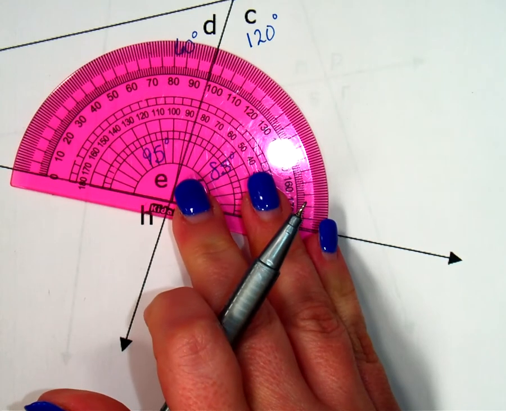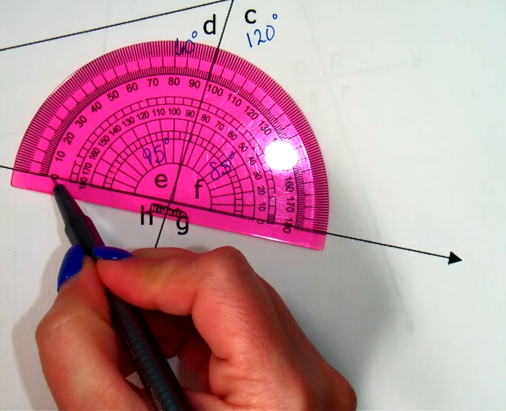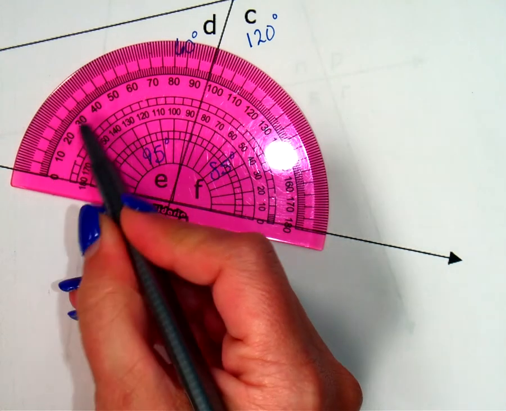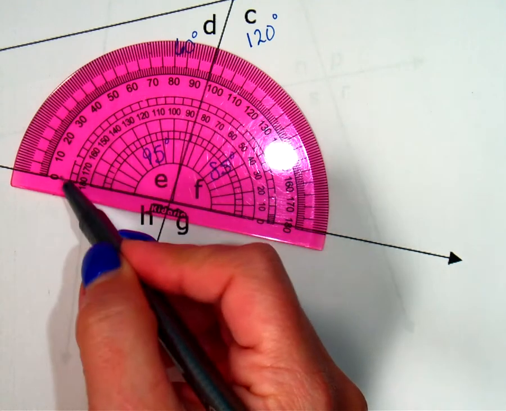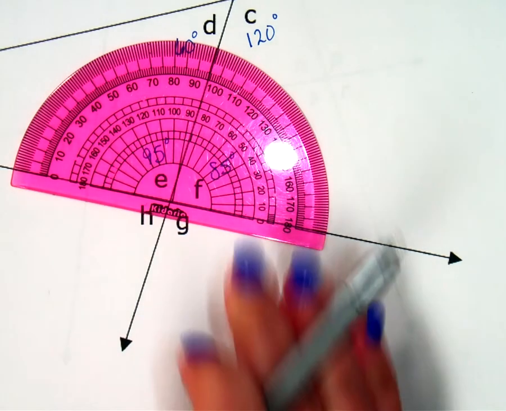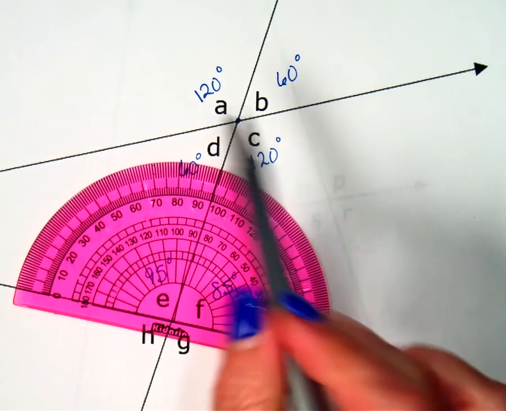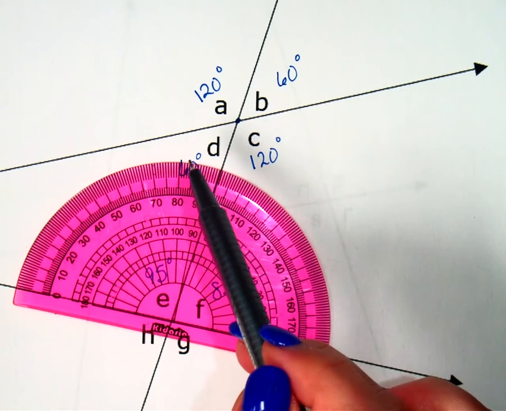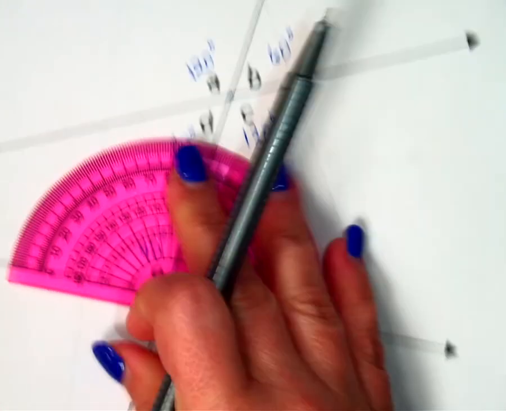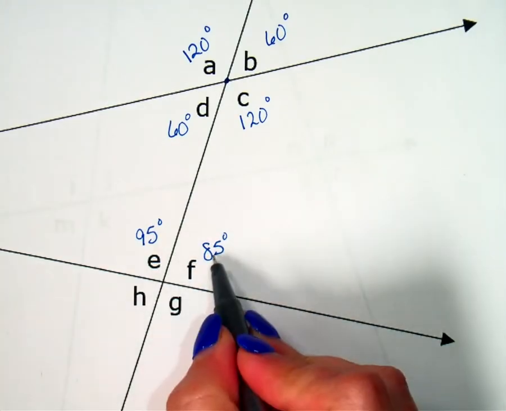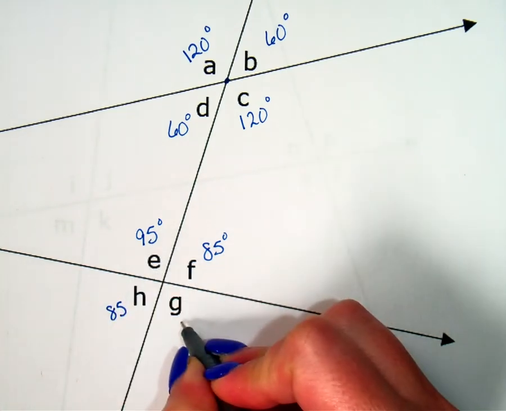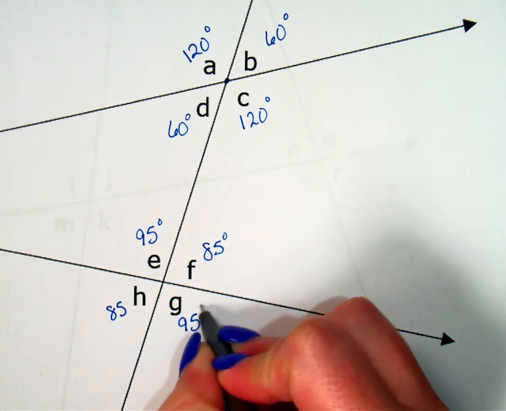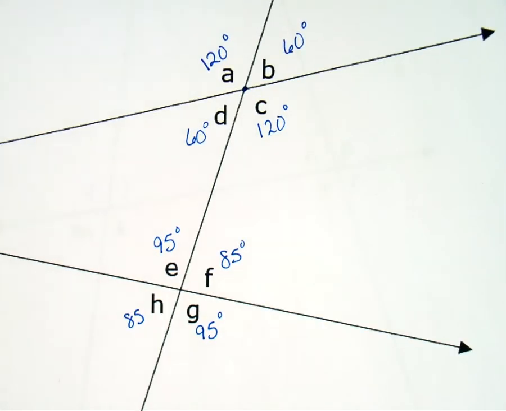And when I look on that one, when I line up, notice my 0 is on the outside set of arcs, and when I go around, I hit between 90 and 100, so 95 for this side. Okay, and now remember when we measured up here, we got the same thing underneath because we know our vertical angles are going to be equal. So I don't really have to measure down here. I know if this one's 85, this one down here will be 85. If this one's 95, this one across from it will also be 95.